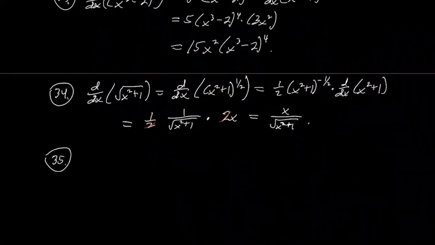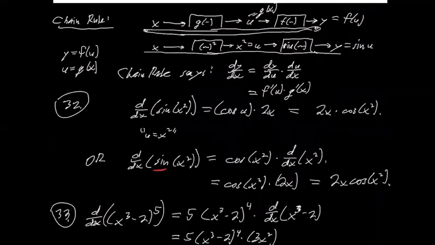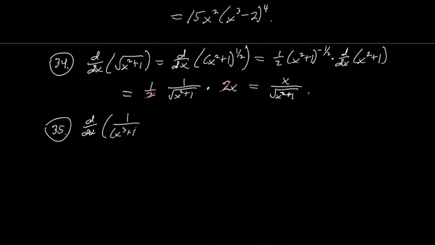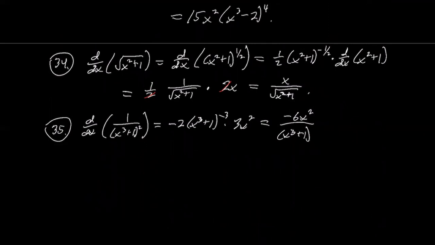So maybe I'll just write it as 1 over x cubed plus 1 quantity squared. So that's negative 2 times x cubed plus 1 to the negative 3 times 3x squared, which is negative 6x squared over x cubed plus 1 cubed. Okay, that was a faster version of that. Don't get that fast until you're sure.